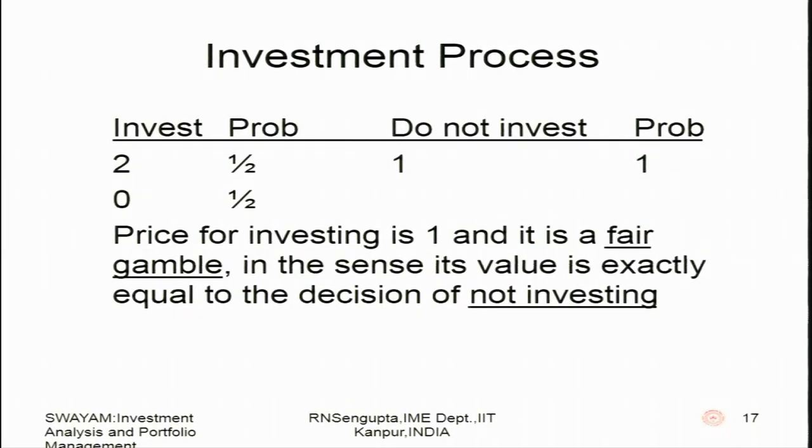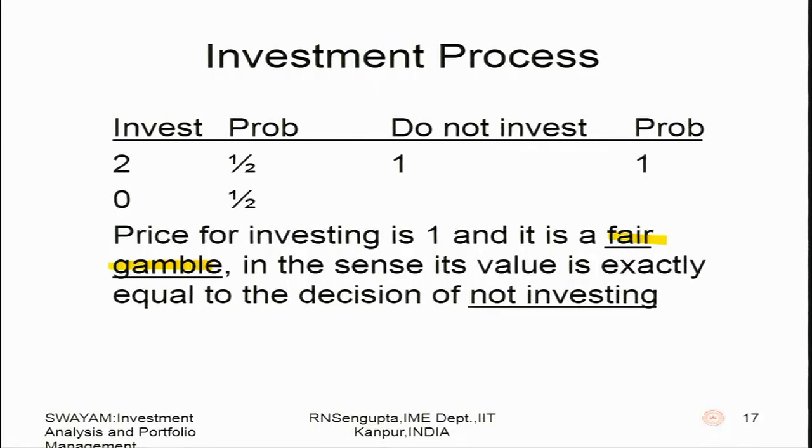Consider this a fair gamble. Fair gamble in the sense you have a coin, and the coin has investment 2 with probability half and investment 0 with probability half. So, this is a simple unbiased coin. And on the right hand side we do not invest, and the probability is 1. That means, for any outcome the probability being 1, it is a coin which is biased, that means both heads. For the Indian audience who are seeing this, if you remember in the film Sholay, the coin was there where both heads were used.